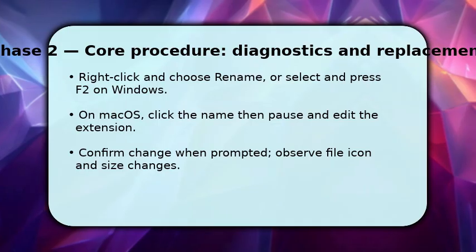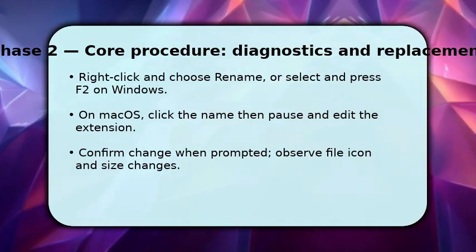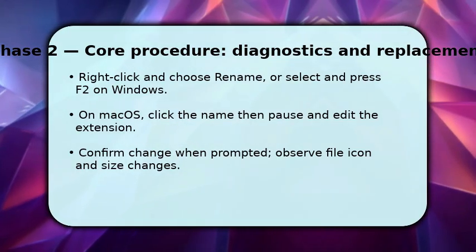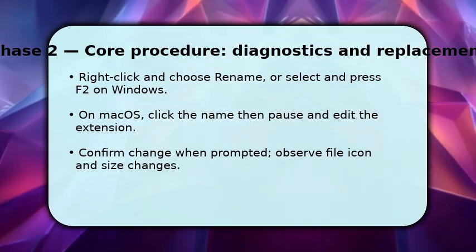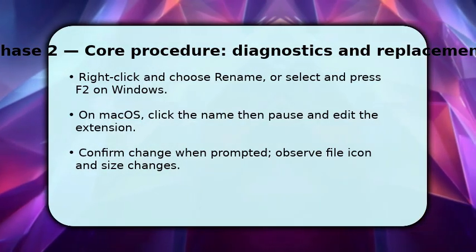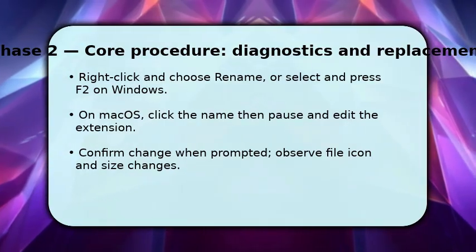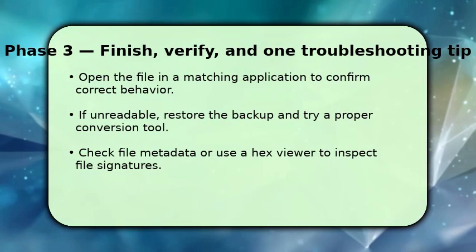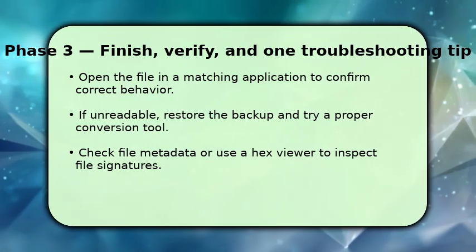When the system warns you about changing the extension, confirm only if you have a backup. Make sure to observe the file icon and try opening it with the appropriate app to verify behavior before proceeding further. Finish by verifying the file works in its new form.